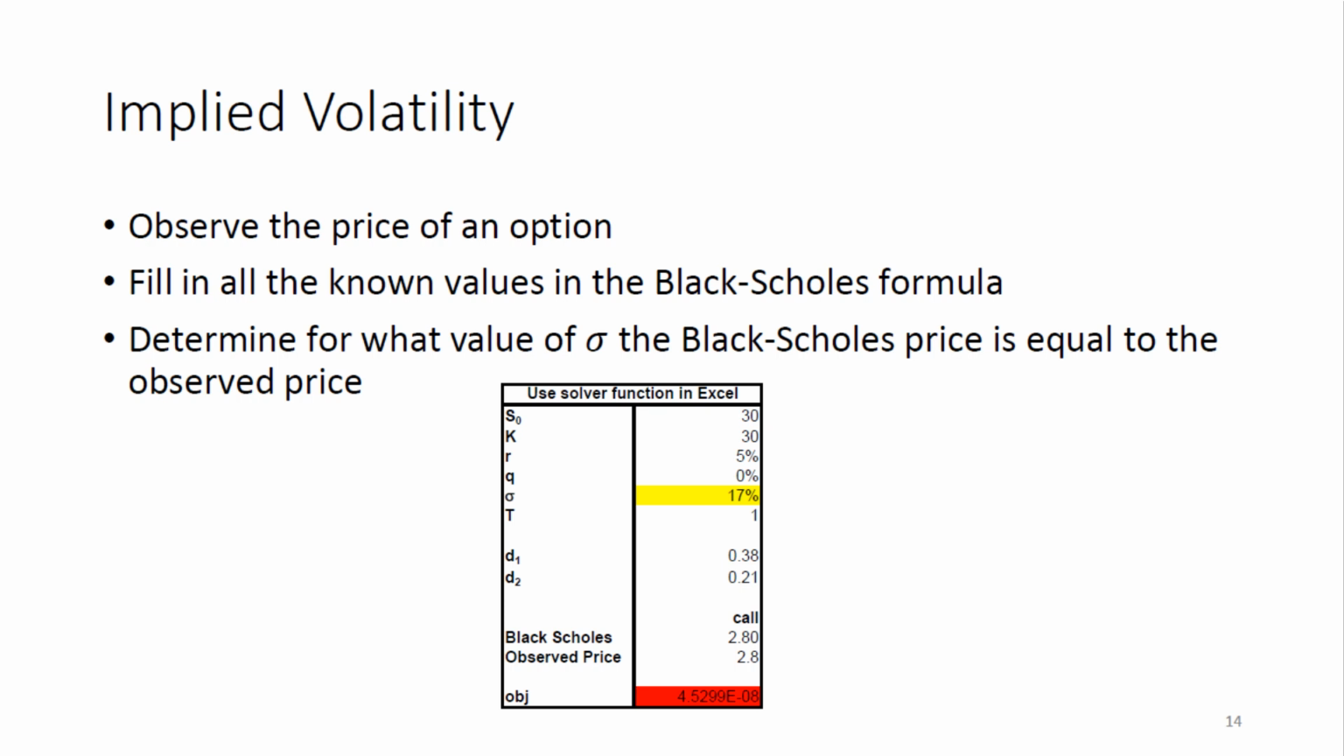So what this means is that this call option that I use, which has a value of 2.8, implies a volatility of 17%, and this implied volatility says something about the uncertainty in the underlying stock return, because I believe that stock return then has a volatility of 17%, implied by options.